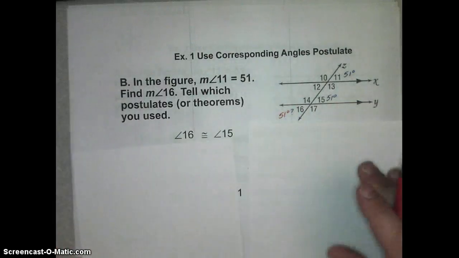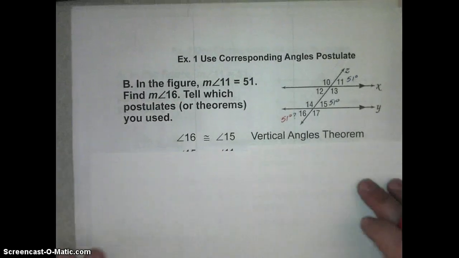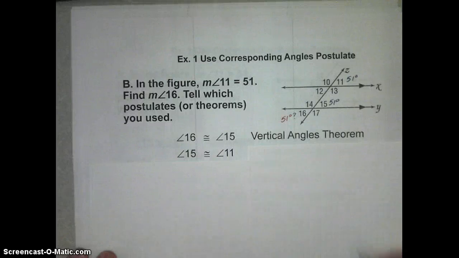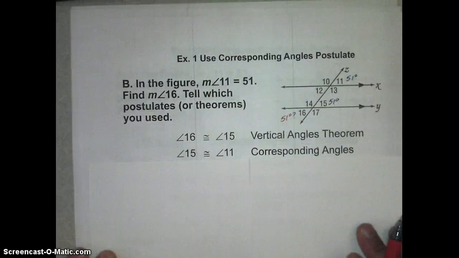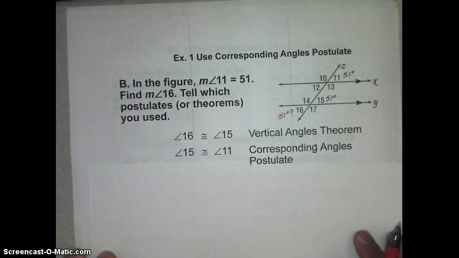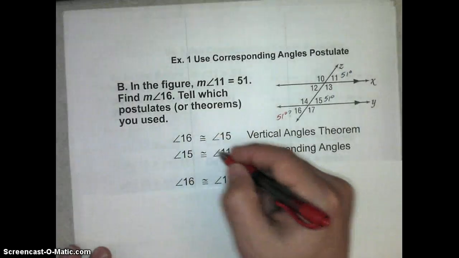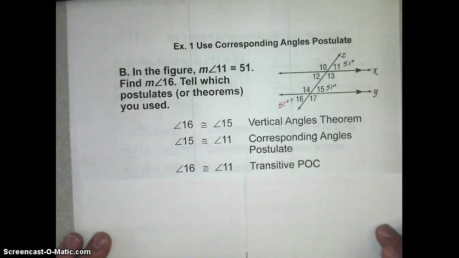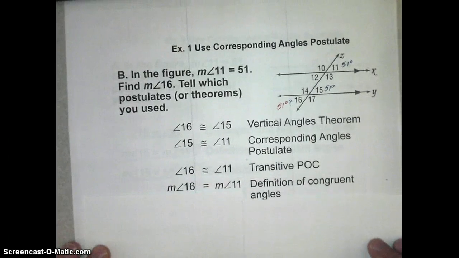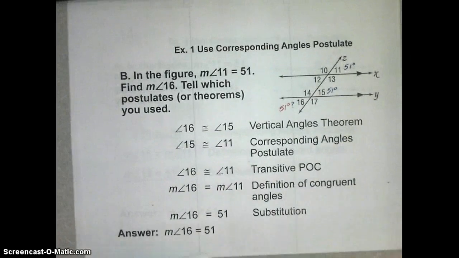Angle 16 is congruent to angle 15, just to recap, by the vertical angles theorem. And so their measures are going to be equal. But then we also know angle 15 is congruent to angle 11 by the corresponding angles theorem, or postulate, sorry. And that means that angle 16 is then congruent to angle 11 by the transitive property of congruence. So their measures are equal by definition. And that means the measure of angle 16 is 51 when we substitute.